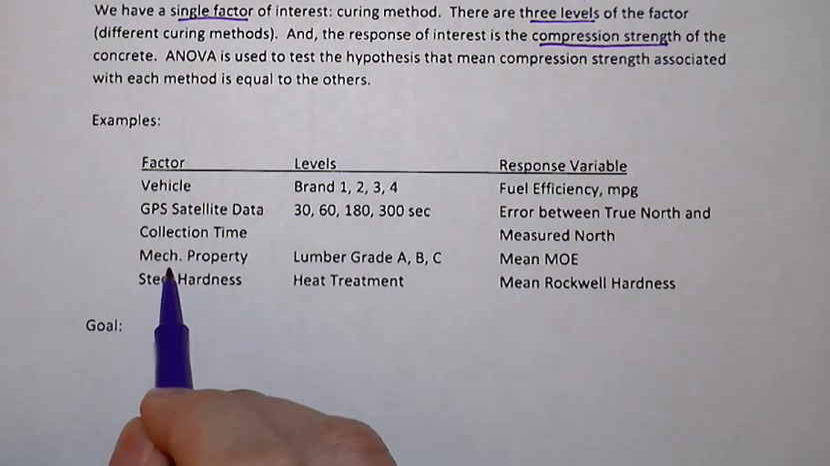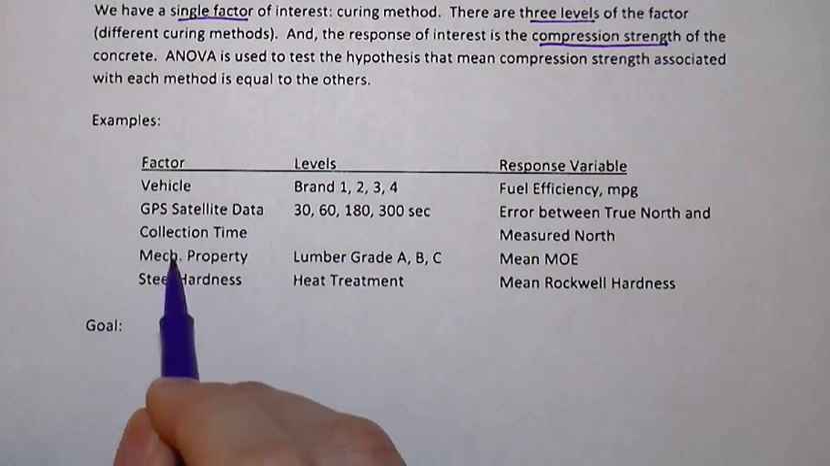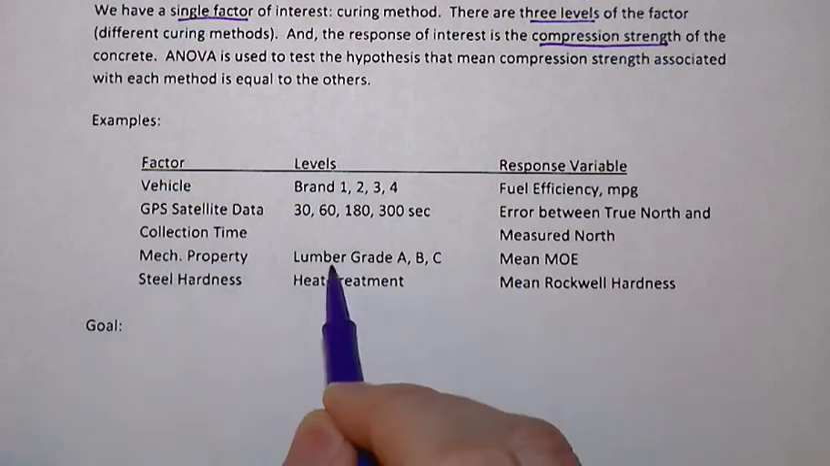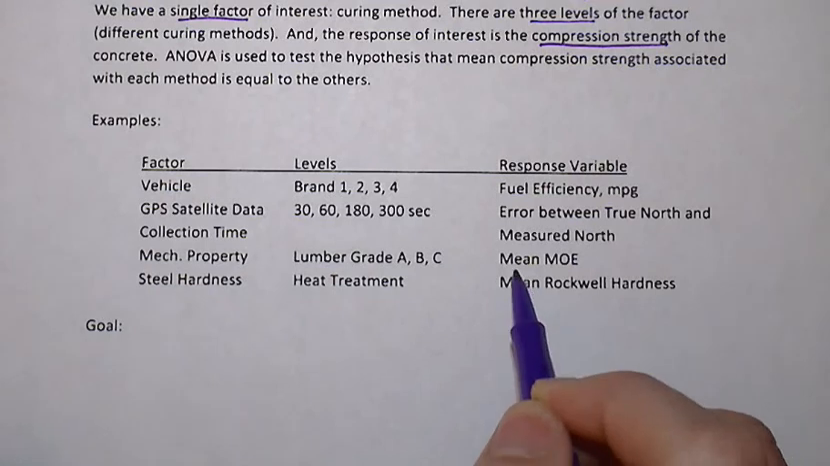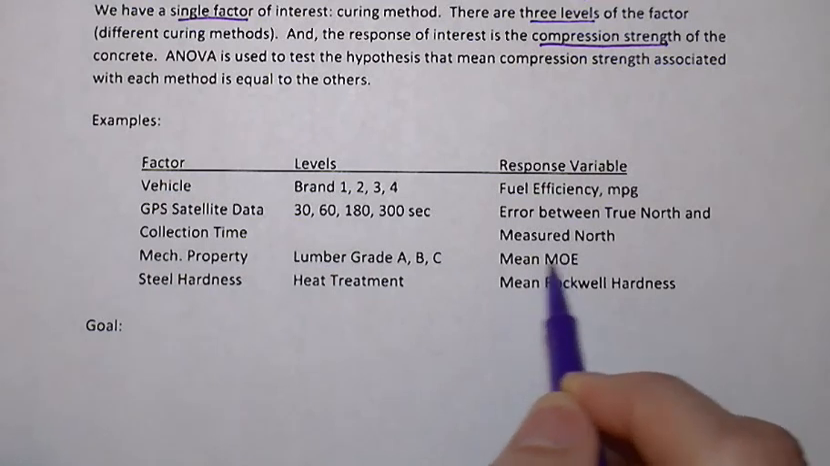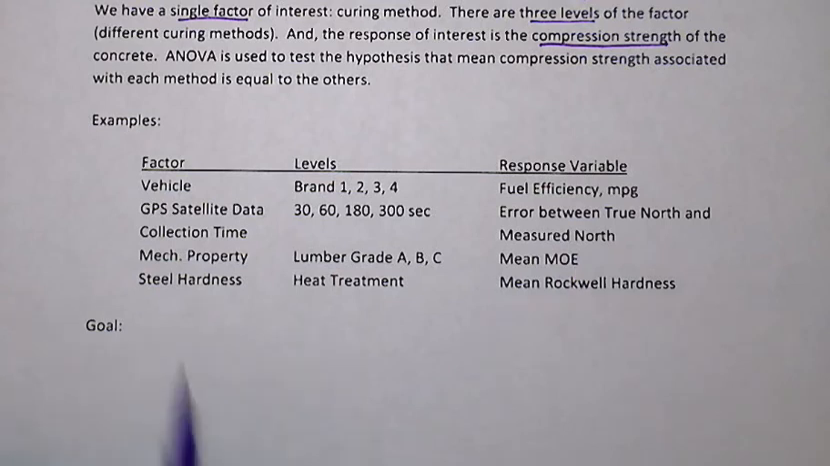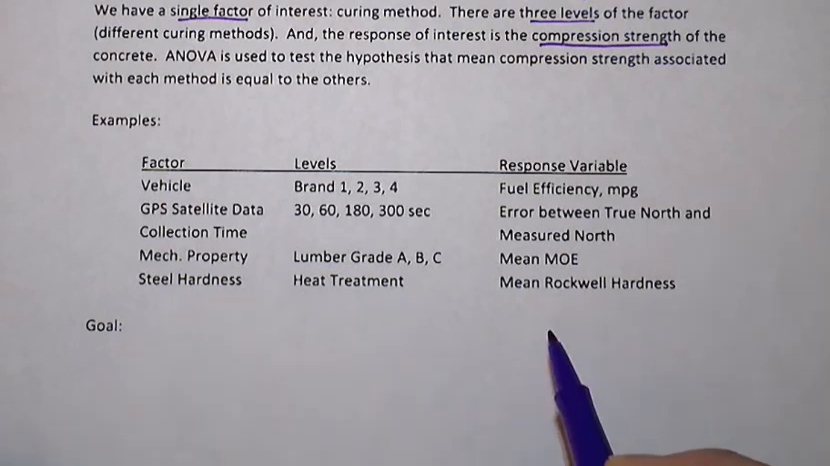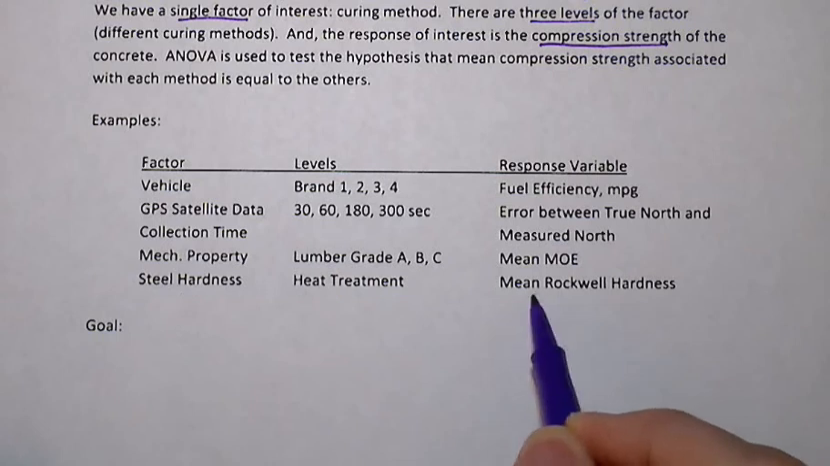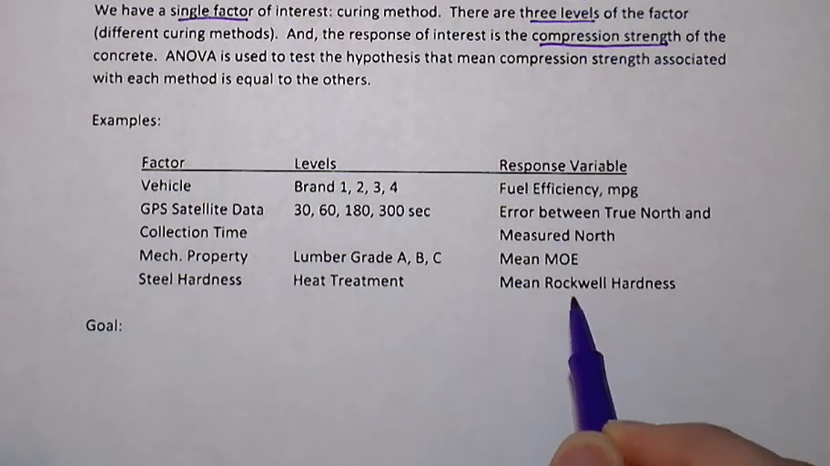Another one, which we're actually going to use numerically in a later example, is a mechanical property. It'll turn out to be bending stiffness associated with 3 different lumber grades of a specific species, and the way we're going to differentiate between those is to look at the mean modulus of elasticity. Or finally, maybe we're looking at different heat treatment processes related to the single factor of steel hardness, and we're going to use the mean Rockwell hardness or some other standardized hardness method to differentiate between those different heat treatments.